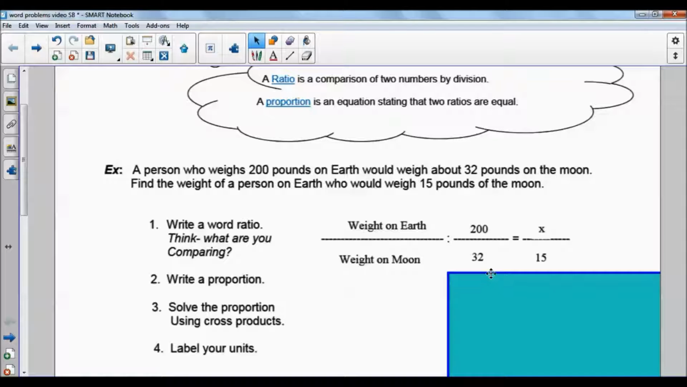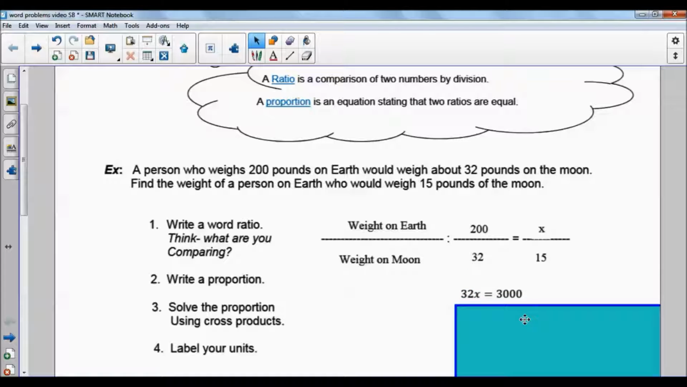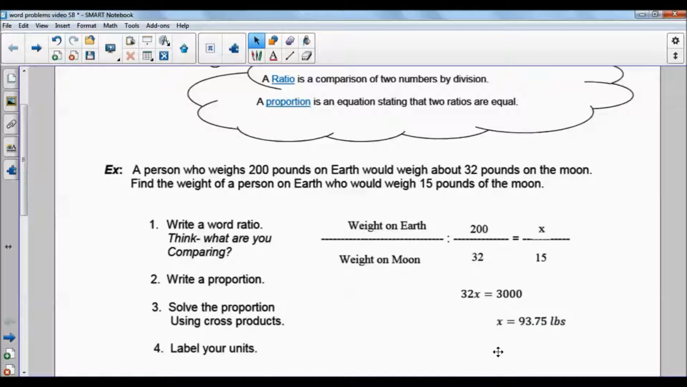So we cross multiply. 32 times x gives us 32x. 200 times 15 is 3,000. Then from there, we're going to divide by 32 on both sides, and we get x is equal to 93.75. And remember, we always want to label our units when we're looking at proportions. So our units here are pounds, because everything was in pounds. And so this guy is going to weigh 93.75 pounds on the Earth.